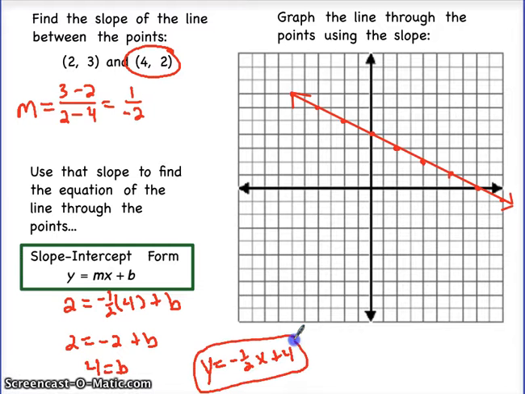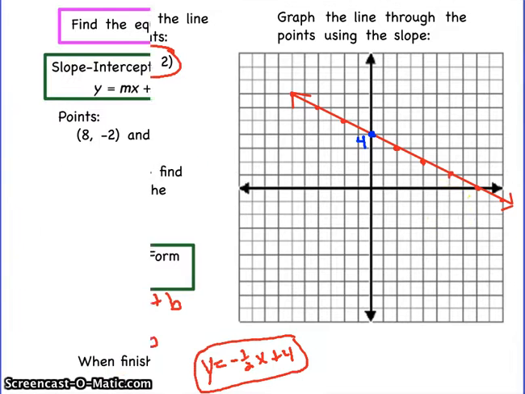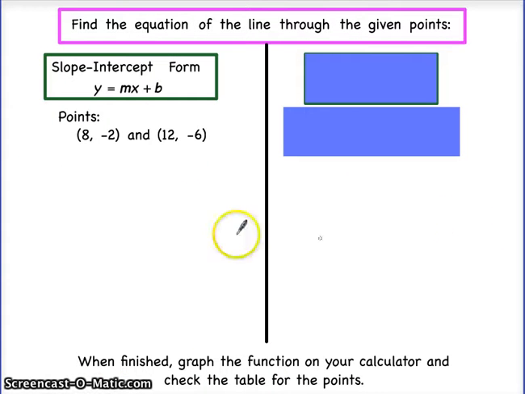And we can always double check our graph and make sure that at y equals 4, that was where we actually crossed the y-axis. Go ahead and use that same approach for the 2 points on the left and find a y equals mx plus b equation through those 2 points. When you're finished, feel free to take your calculator, graph the equation, check your table, and see if the 2 points occur on the table of your graph.